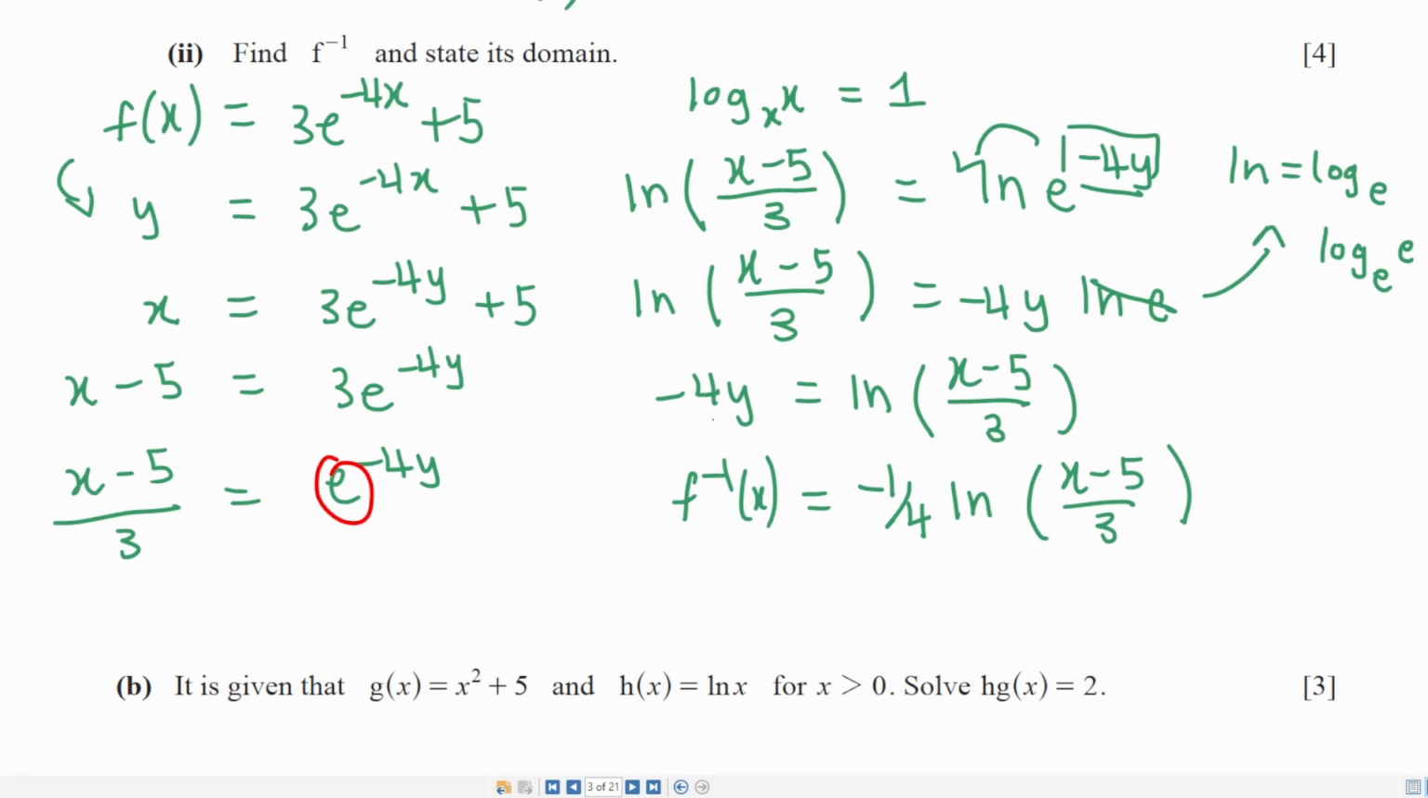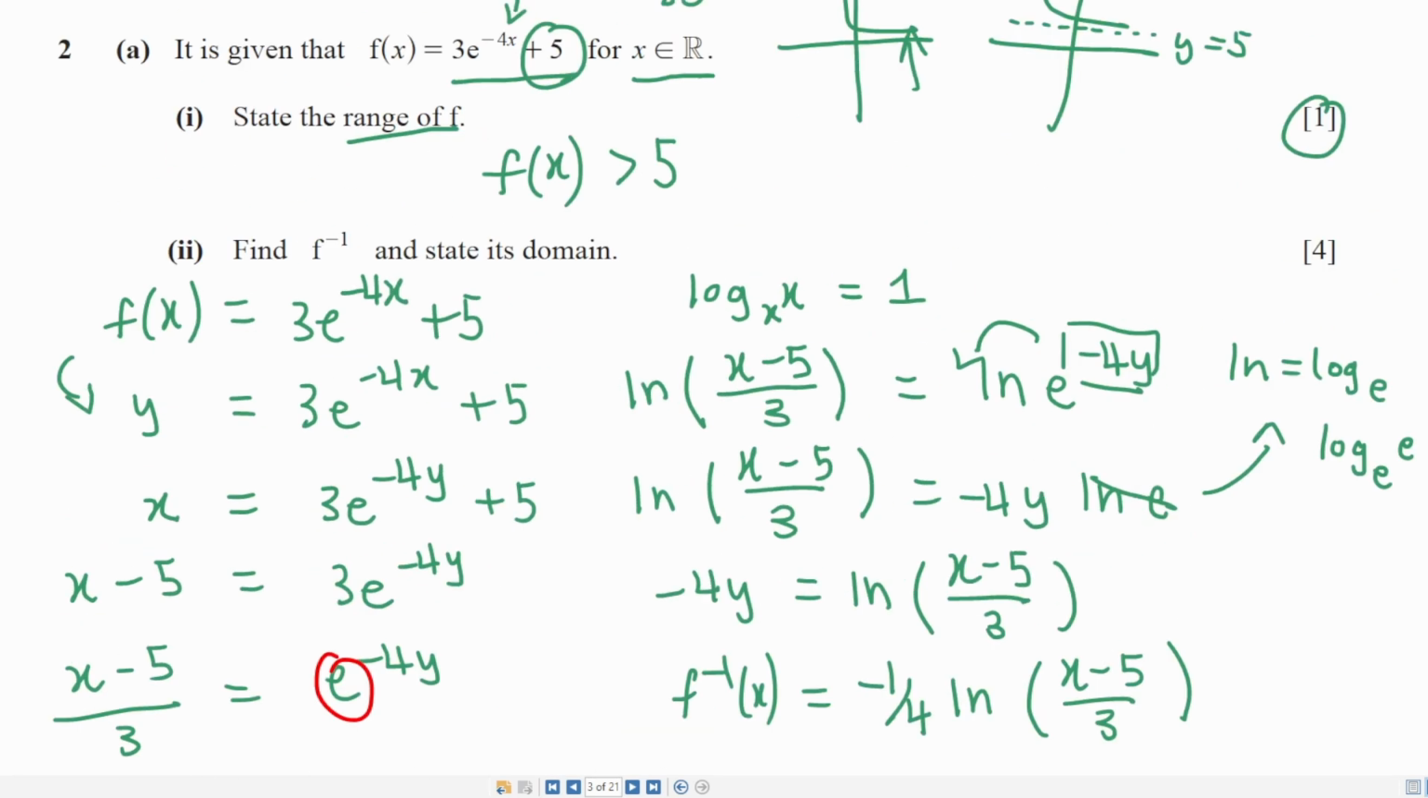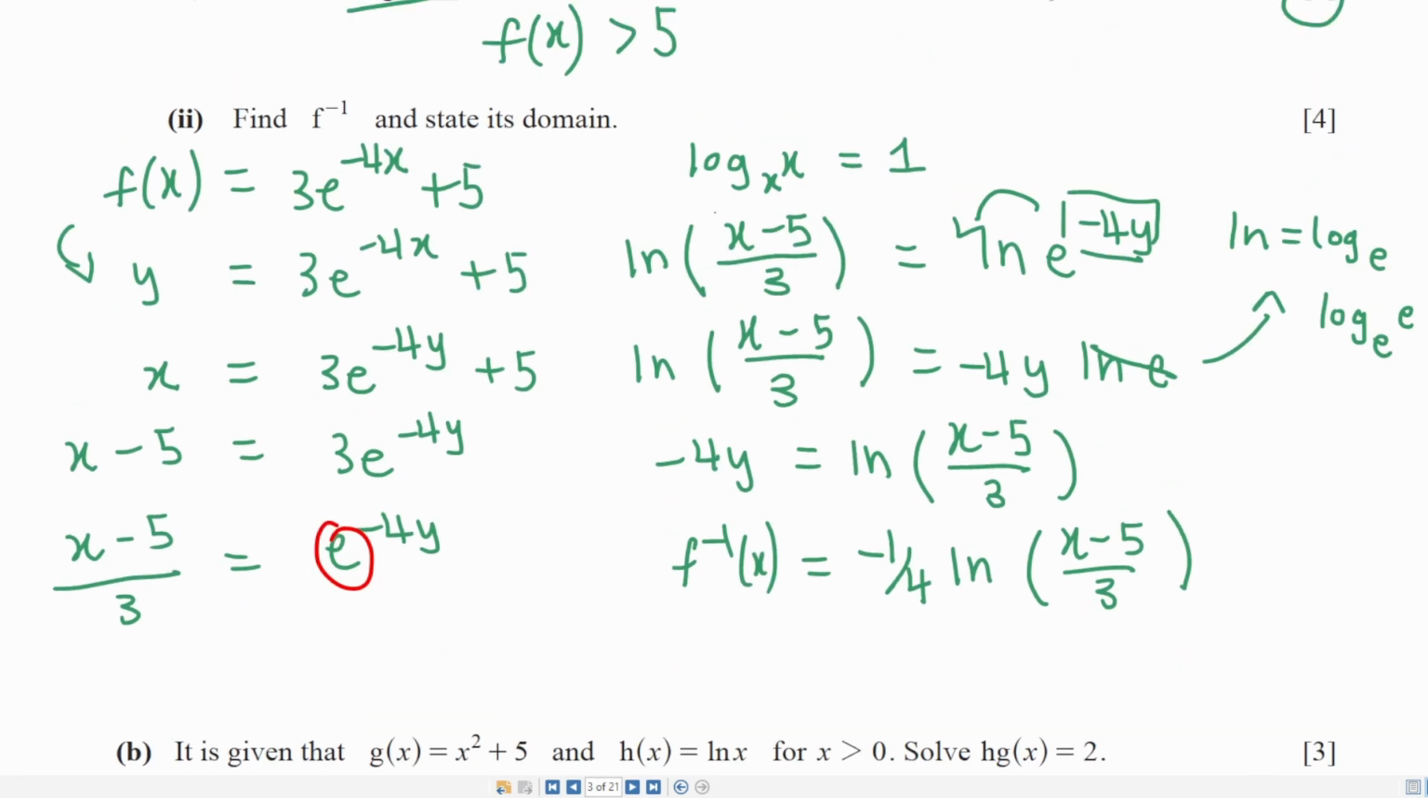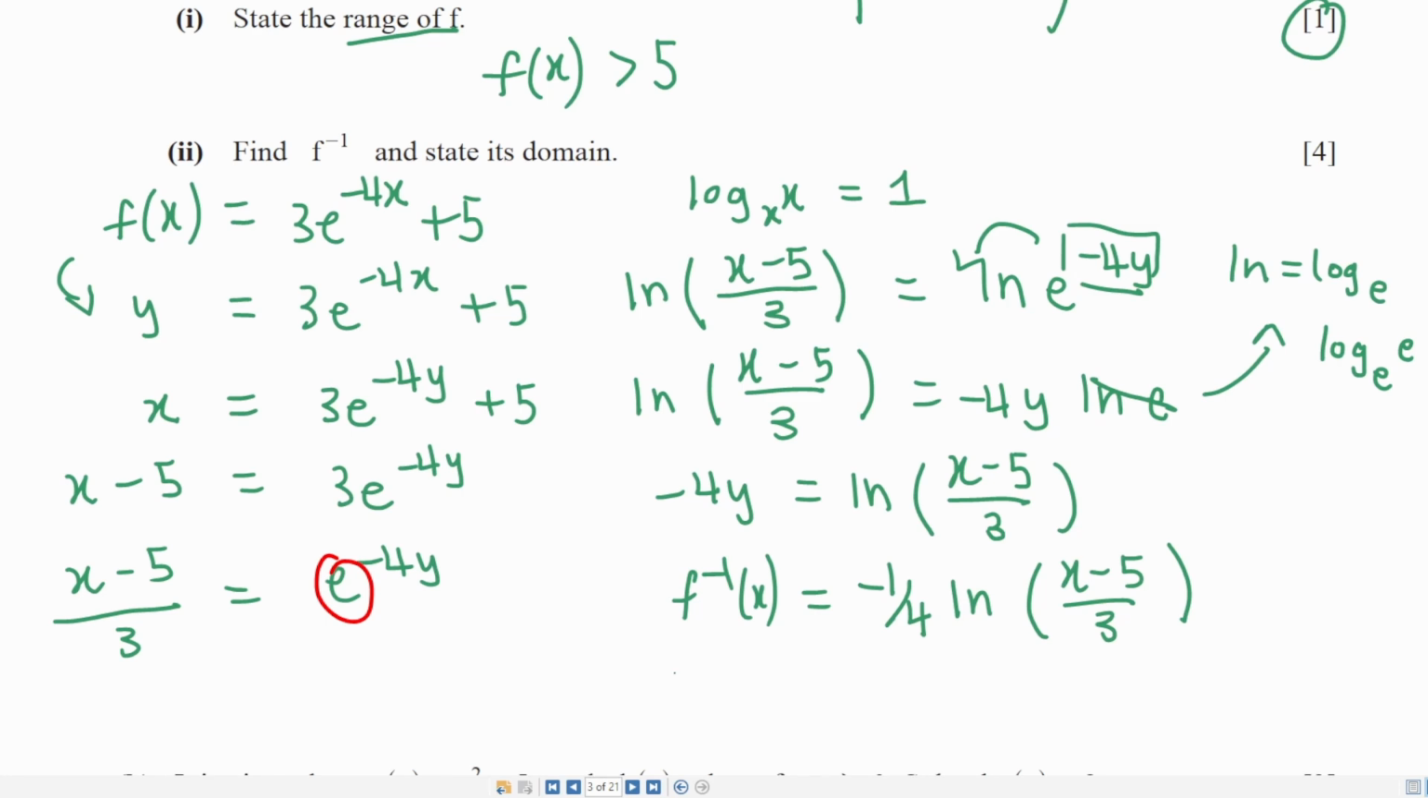Now we just have to state its domain, and we actually have the range of our initial function of x. Using the properties of inverse functions, we know that the domain of the inverse function is just the range of the original function. So for the domain, using those properties, we can just copy this. However, we do not have to put it as a function because domain is just an x value. So x is larger than 5. That's it. So these two are our final answers.